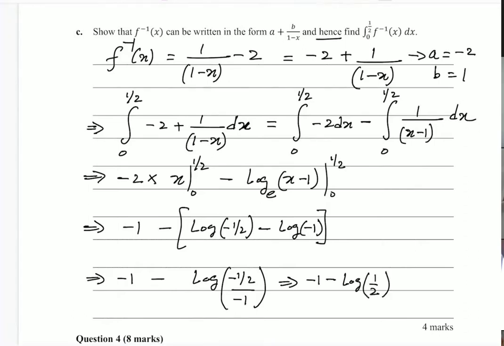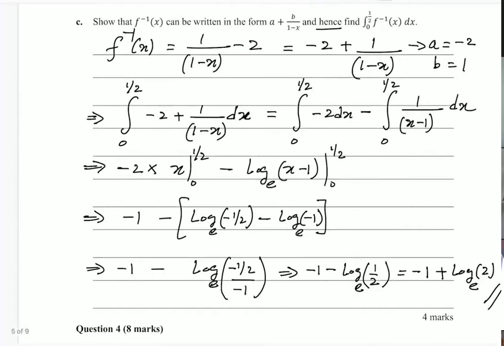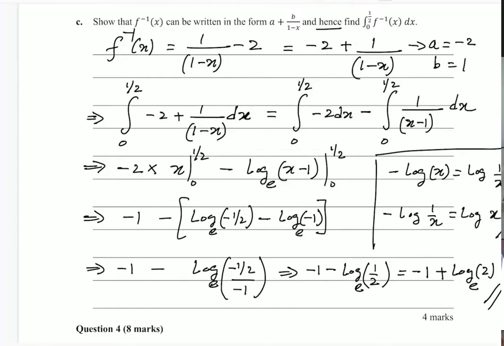Now you can be a little smart here. When you absorb this one inside, you will see it would be minus 1, and you can bring plus and then log 2, base e. So that would be the answer. So extensively you are using log properties. If you know minus log x can be written as log 1 divided by x, similarly minus log 1 divided by x can be written as log x. Those are grade 9, 10 log properties.